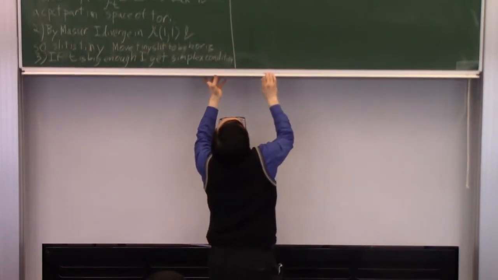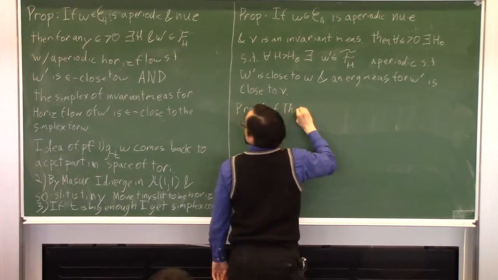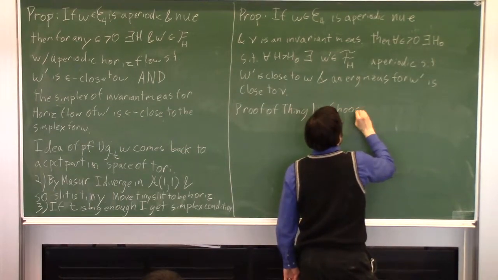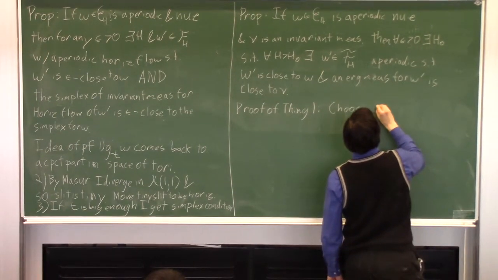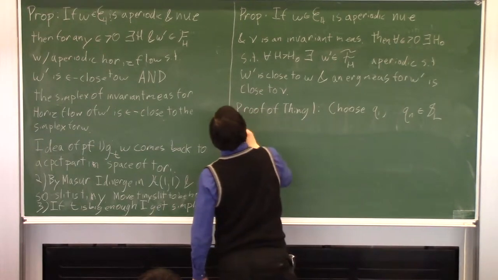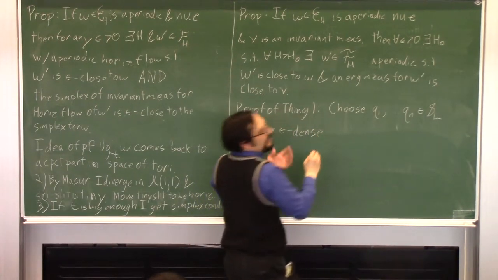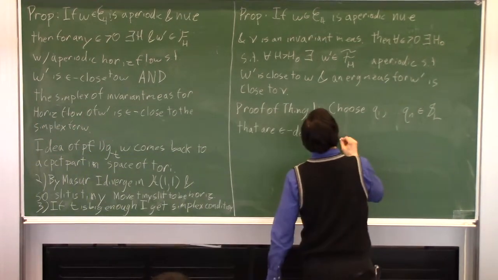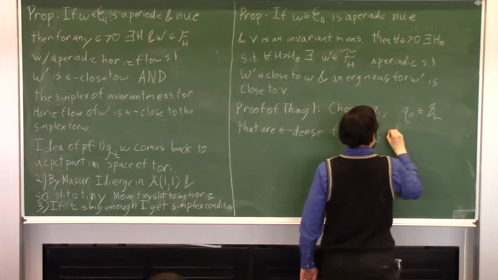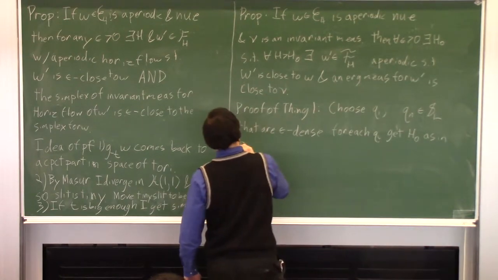So now, proof of thing one. So how does the proof of thing one go? Choose Q1 through Qn in S sub L that are epsilon dense. Really, I need to intersect with a compact set, but let's ignore that subtlety. Okay? So I can get a finite epsilon dense set. For each Qi, get H naught as in the second proposition.